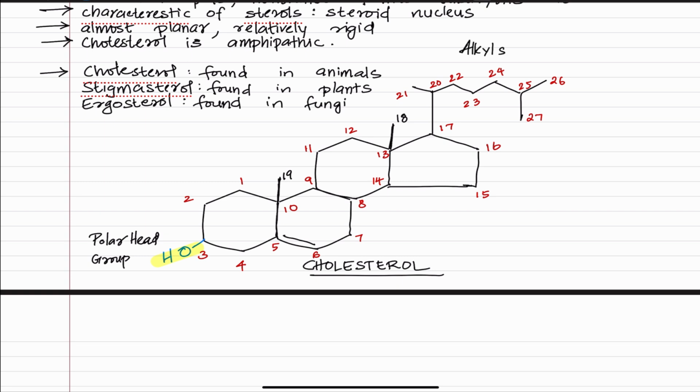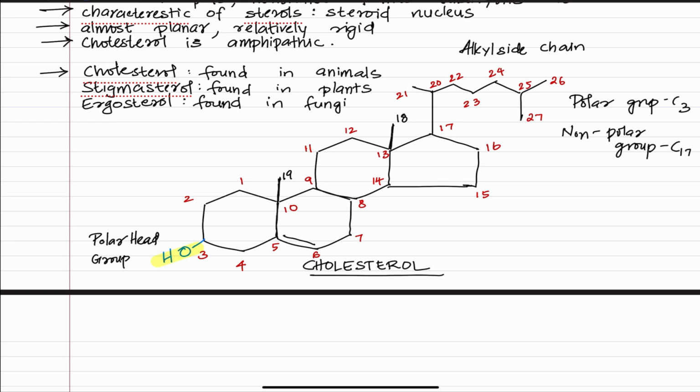This is the alkyl side chain. And this is what makes cholesterol non-polar. This is the non-polar group. This hydrocarbon group is a non-polar group. This makes cholesterol amphipathic. So there's a polar group at C3, non-polar group at C17. So that's it for the structure of cholesterol.